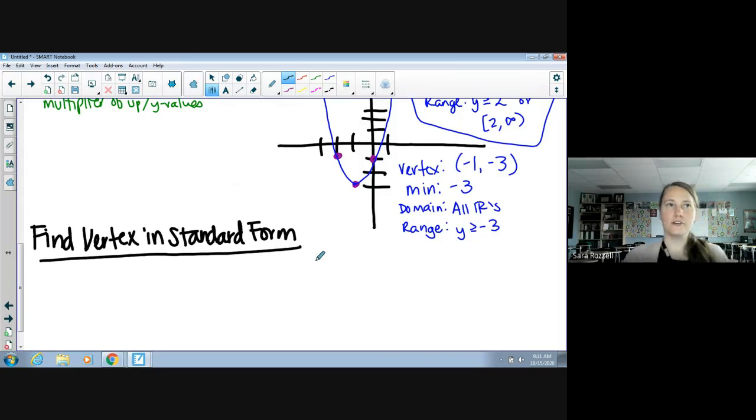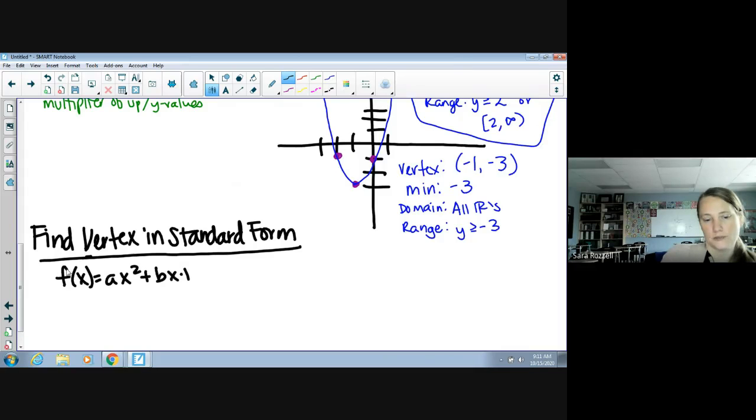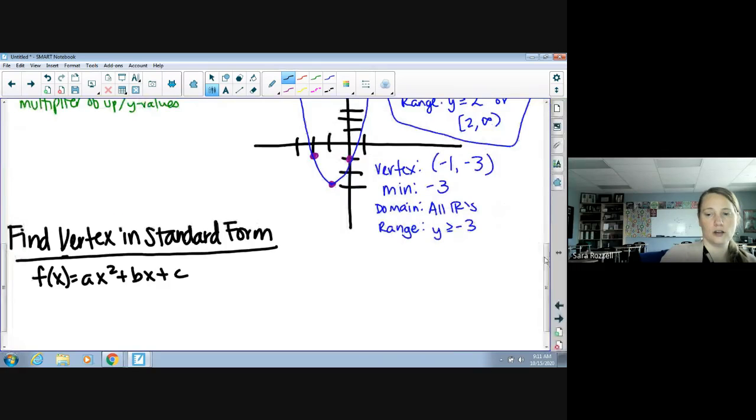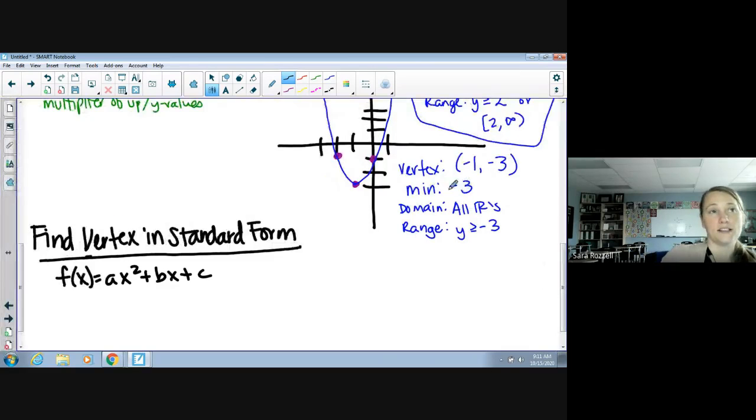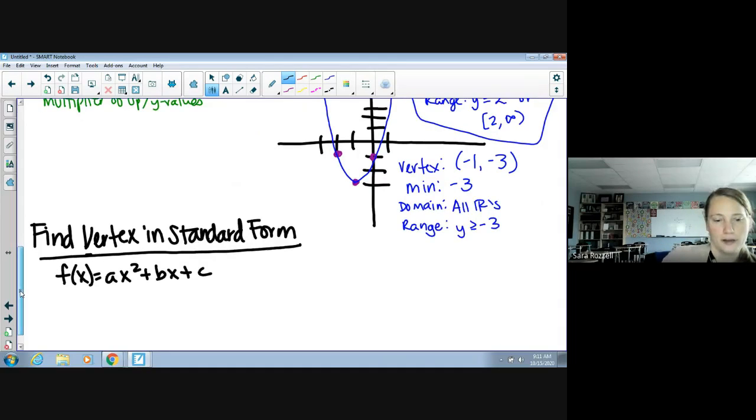And we have a clever little formula to help us find our vertex if we're in standard form. You'll probably remember this from last year. This is if we are in the ax squared plus bx plus c form. If they give you this and they say, what is the vertex? Or what is the max or min? Or what is the domain? Because you've got to have those vertex numbers to be able to answer all those questions. You use a simple little formula.